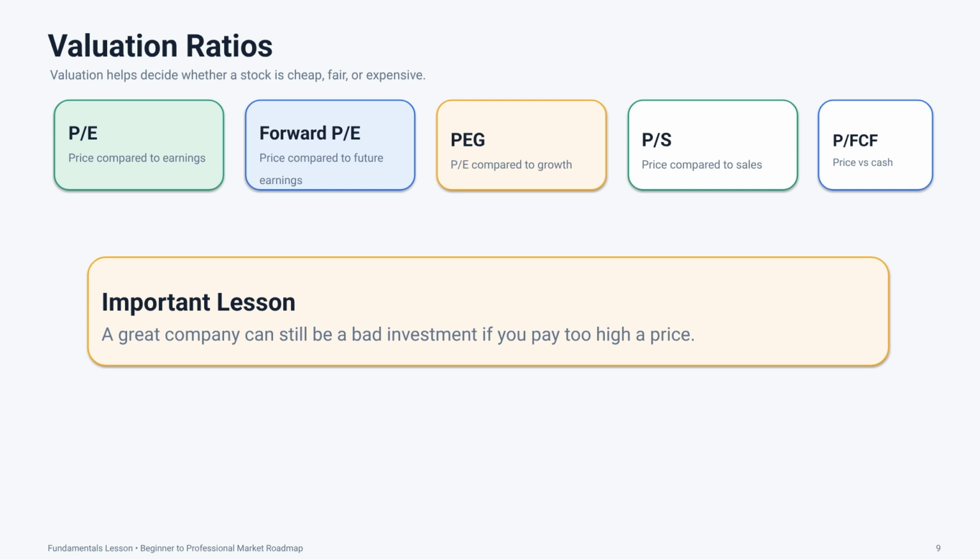PEG ratio compares the P/E ratio to the company's growth rate. This helps us see whether a high P/E is justified by strong growth. PS ratio compares the stock price to sales. This can be useful for companies that are growing fast but may not yet have strong profits. PFCF ratio compares the stock price to free cash flow. This helps us see how expensive the company is compared to the real cash it produces. The important lesson is, a great company can still be a bad investment if you pay too high a price.